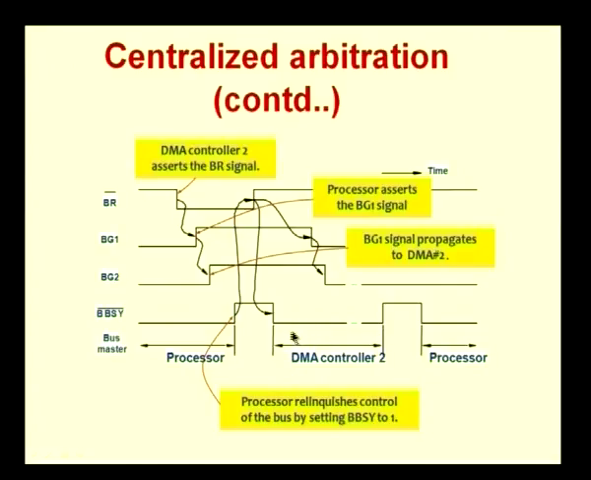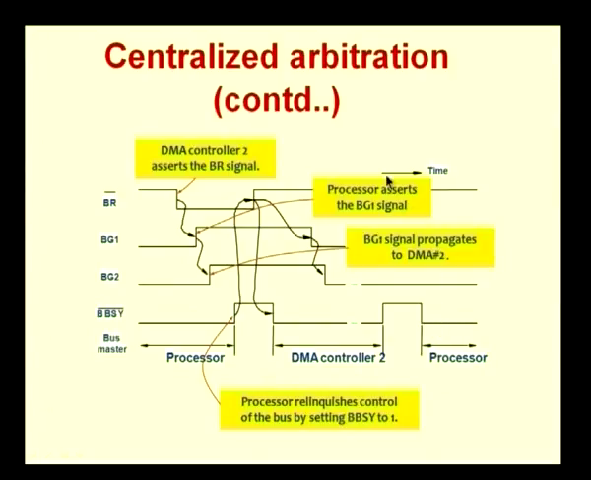DMA controller 2 is the master of the bus for this duration. Once it has finished its data transfer, it will release the bus and make the bus busy signal high. After it has released the bus busy signal, the processor again will take control of the bus and start doing the data transfer. Meanwhile, once the bus request is taken off, the grant signal also will be taken off. So, BG1 will be taken off, and once BG1 is taken off, BG2 is also taken off, and then the processor will get access to the bus because there are no other requests pending.